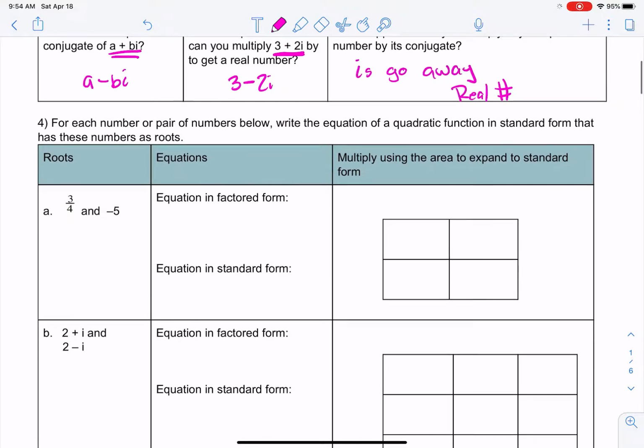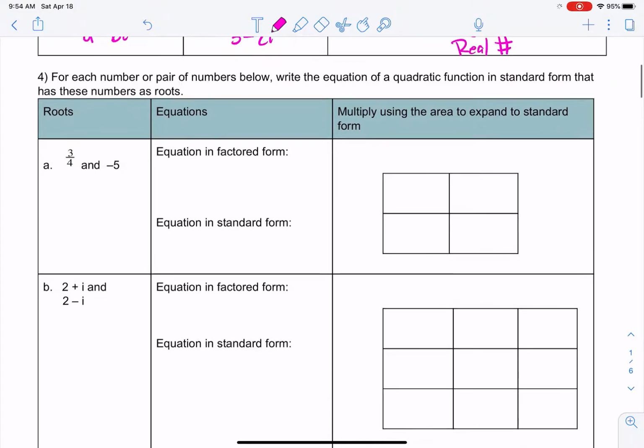They cancel out. Okay, so for each number pair before, we're going to write the factored form given the roots. We're going to write it in factored form. We're going to write it in standard form by multiplying it out. Okay, so just a quick reminder here. If you have a fraction, remember this is what x equals. So you would have to multiply by 4 to move the 4 over to the other side, and you get 4x equals 3. So then you'd subtract 3, again, inverse of zero product property, so we end up with 4x minus 3.